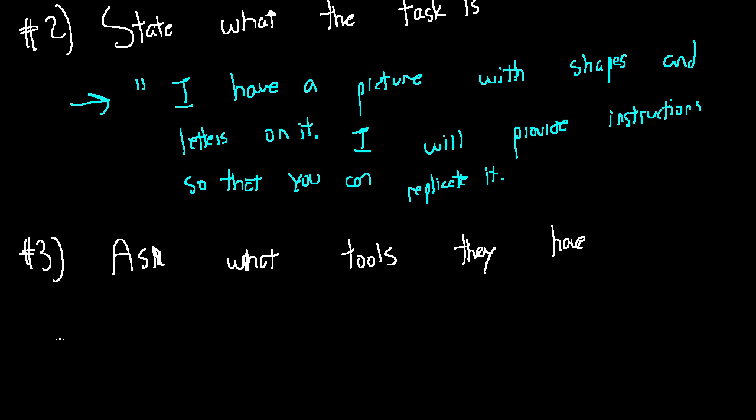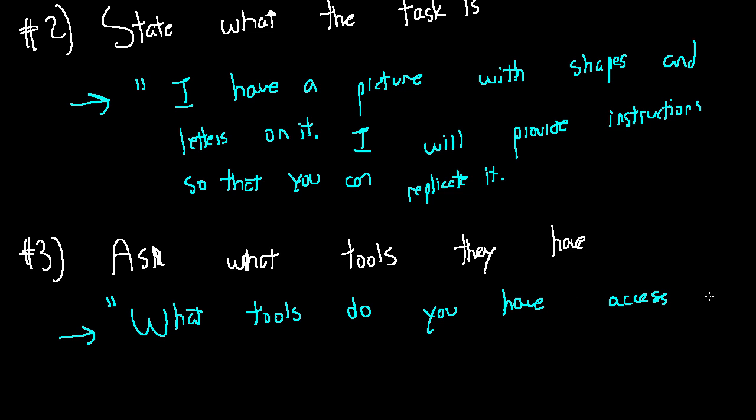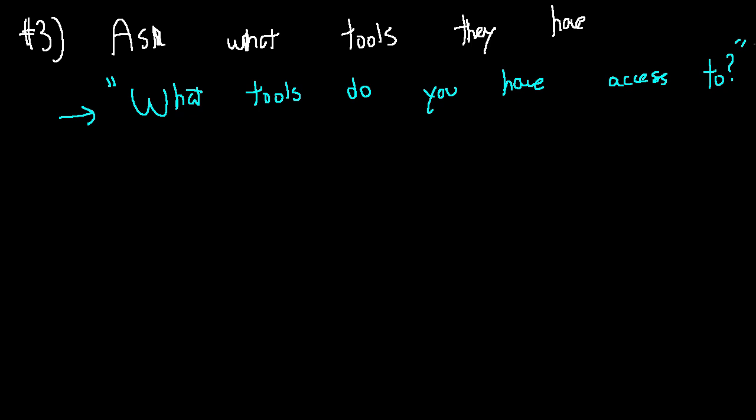So you can say, what tools do you have access to? That's simple enough. Just what tools do you have access to, or what tools do you have access to complete this task? So we find out what they have in front of them.